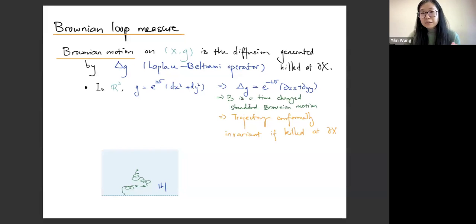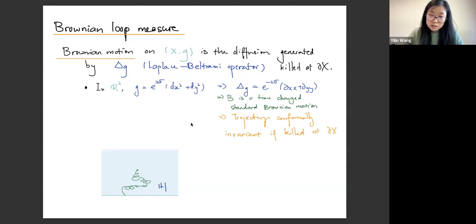And what does it mean to be a time change? I can write down the exact pathwise time change formula. But informally, it just means that if you don't think about how much time the Brownian motion needs to traverse this path, you just look at where it goes through and in which order, and forget about how slow or fast it does this trajectory. Then this trajectory is in fact the same for the Euclidean metric and for the conformal metric.